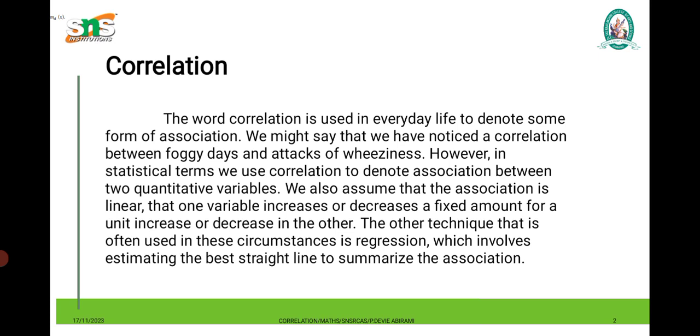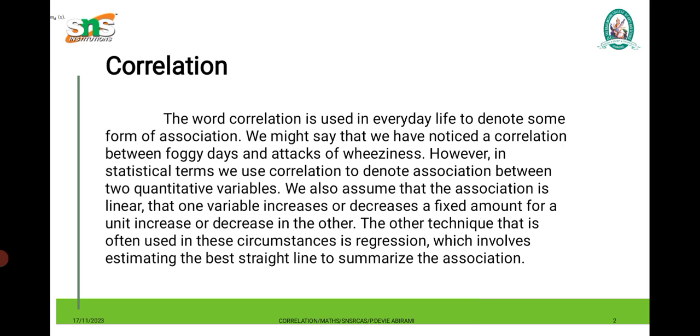The word correlation is used in everyday life to denote some form of association. We might have noticed a correlation between foggy days and attacks of wheeziness. For example, in a cold climate, children will suffer more from fever, cold, and cough, whereas in summer season, the effect will be very low. So we can plot a correlation between those two combinations.